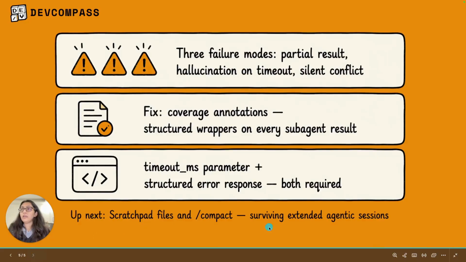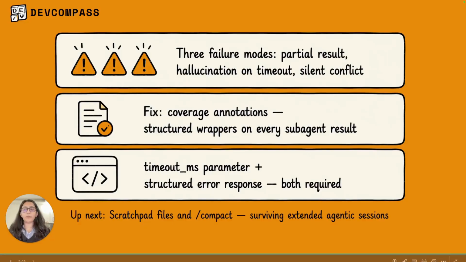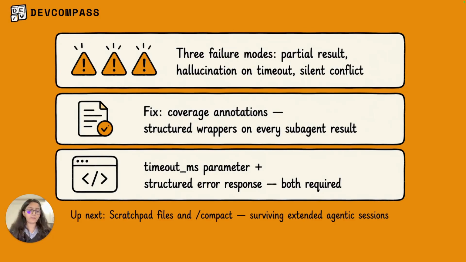Now, this was it. We talked about 3 failure modes: partial result, hallucination on timeout, silent conflict. The fix was coverage annotations, structured wrappers on every sub-agent result, and timeout milliseconds parameter plus a structured error response. Both are required for the coordinator to give and acknowledge the right result to the customer. So coverage annotations and timeout handling protect the coordinator's synthesis step.